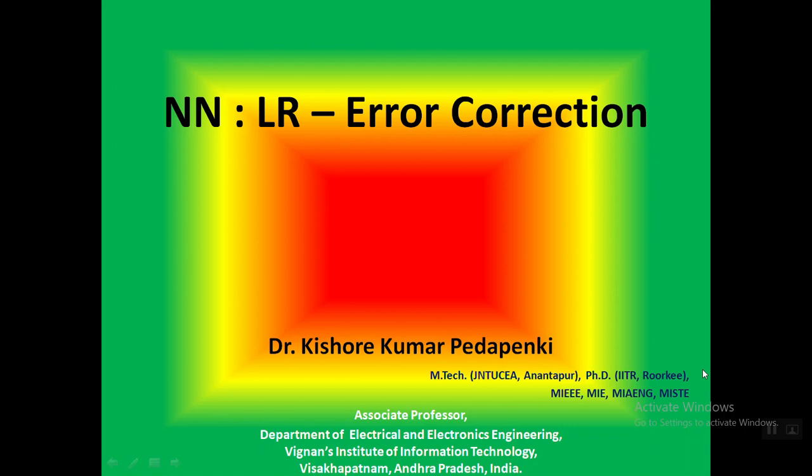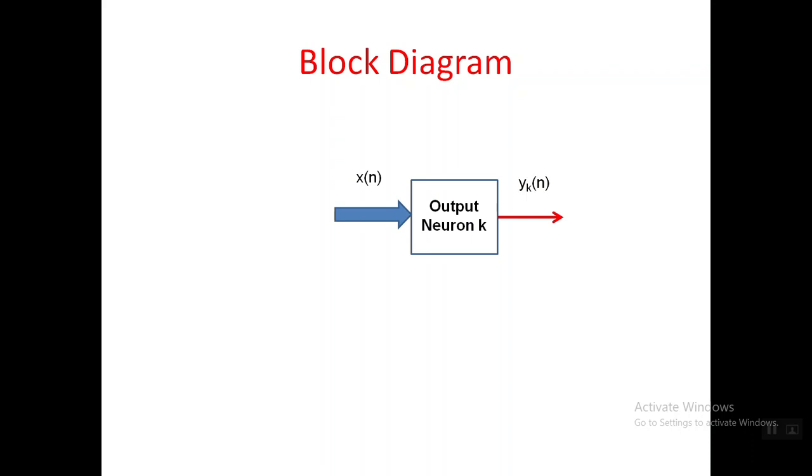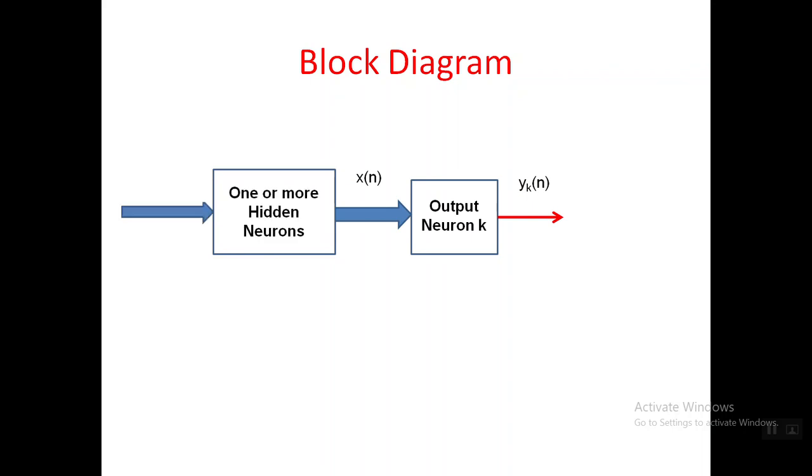So let us see how the error correction learning rule will help us in a neural network. First, the block diagram. Let me take a single neuron, output neuron k, and this is an output neuron. The input for this neuron is x of n, and the output is yk of n. The x of n can be provided by one or more hidden neurons, and even the hidden neurons have the input vector.